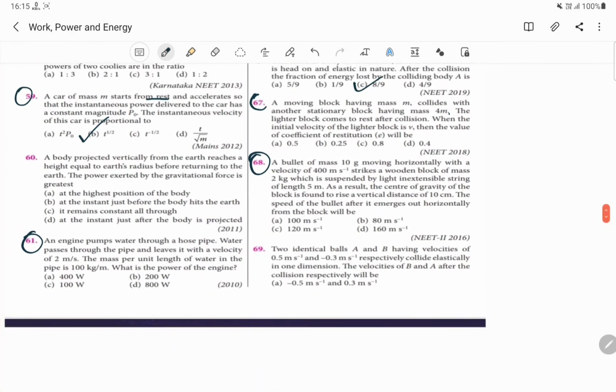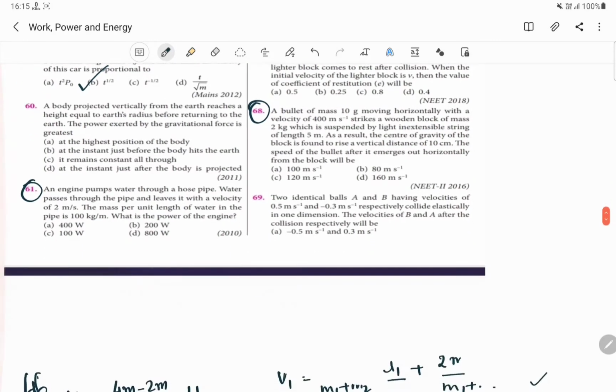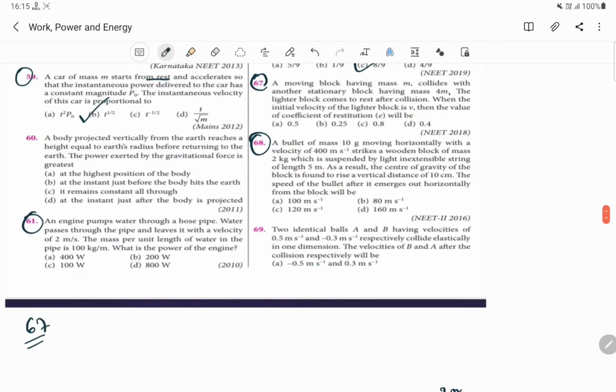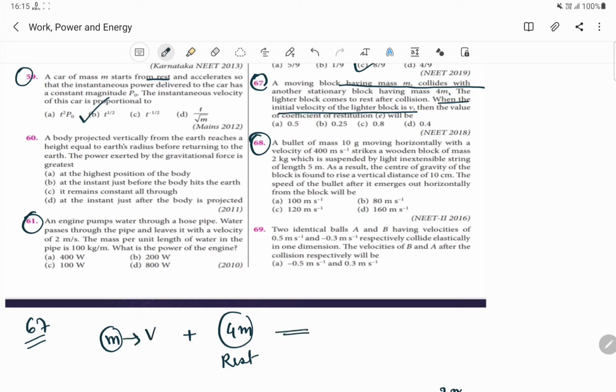For this question number 67, we have a moving block of mass m, initially moving with velocity v, which collides with another stationary block having mass 4m. This 4m is at rest. The lighter block comes to rest after collision.